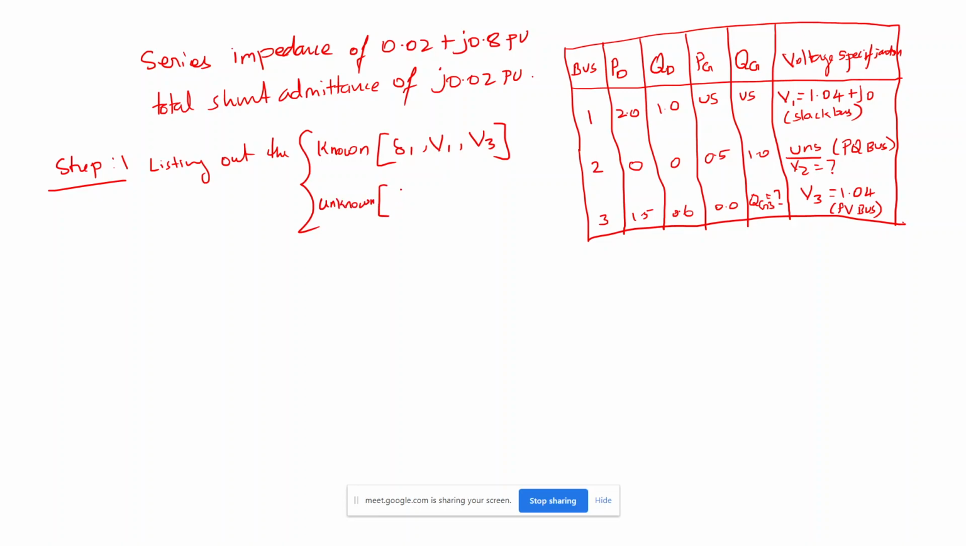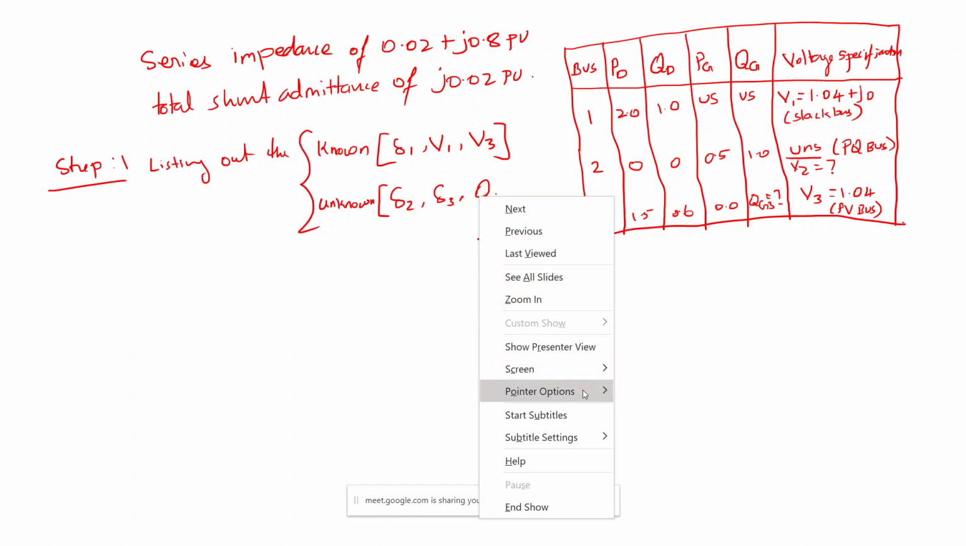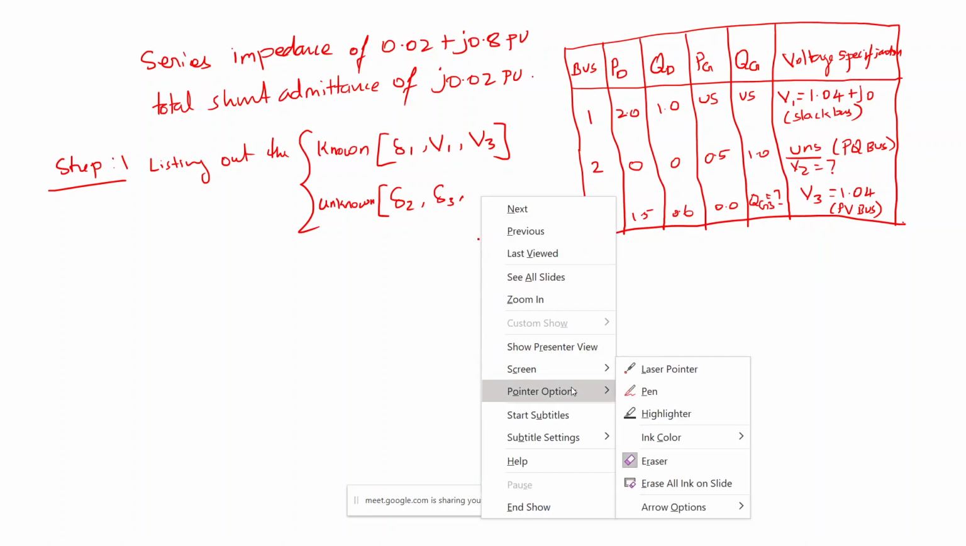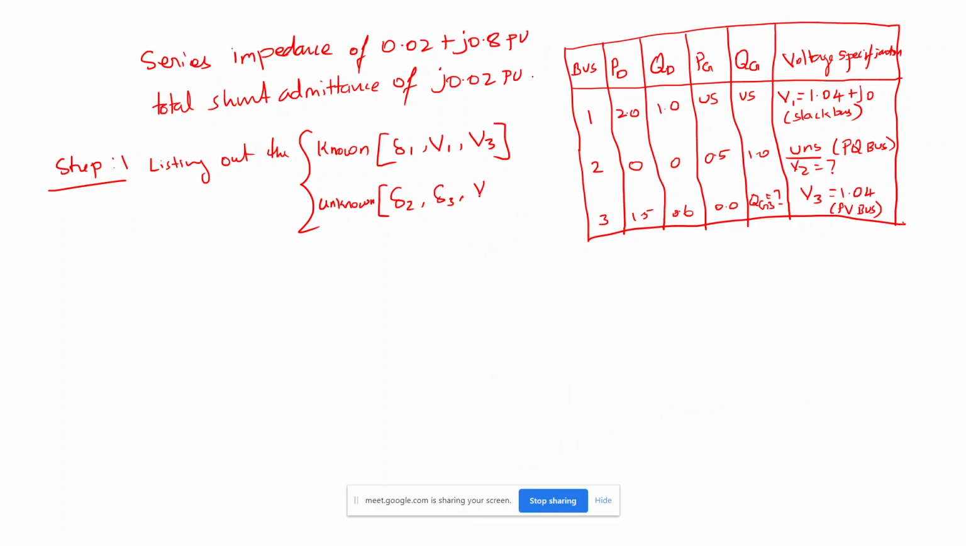The unknowns are: we don't know del 2 because it is a PQ bus, and we don't know del 3 also because only the voltage value is given for this PV bus 3, and then we need to find out Q3 and V2. We need to find out V2.